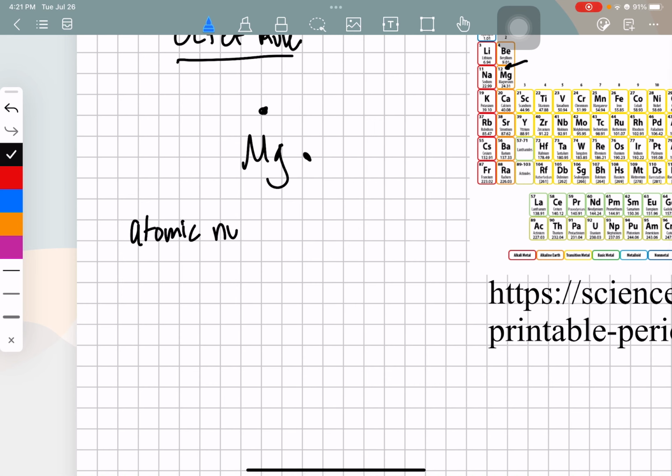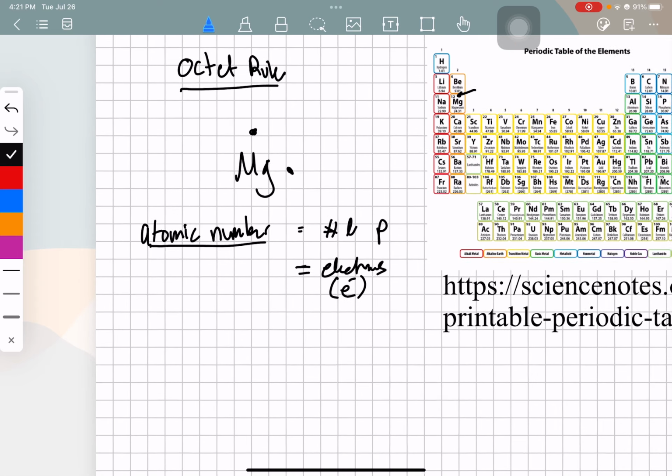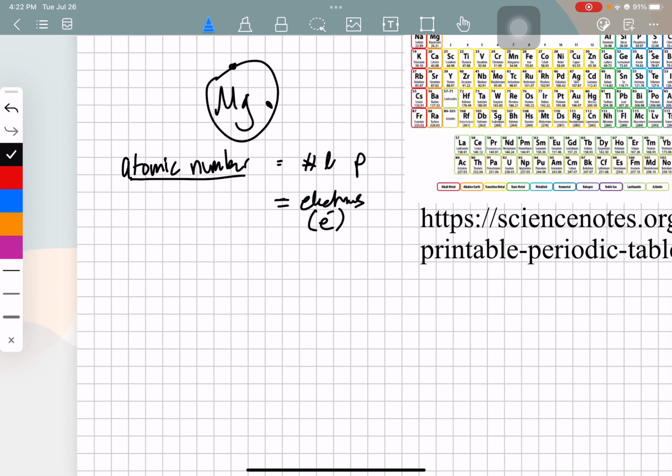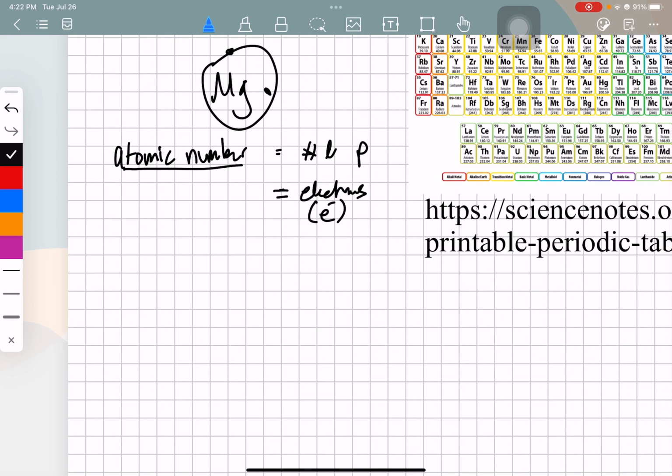The atomic number equals the number of protons, and the number of protons in an element is equal to the number of electrons. So I know that there are 12 electrons in this magnesium atom. So how can I draw it? I can say that's magnesium.